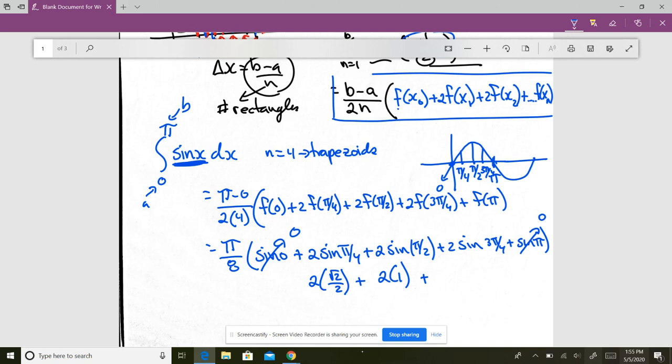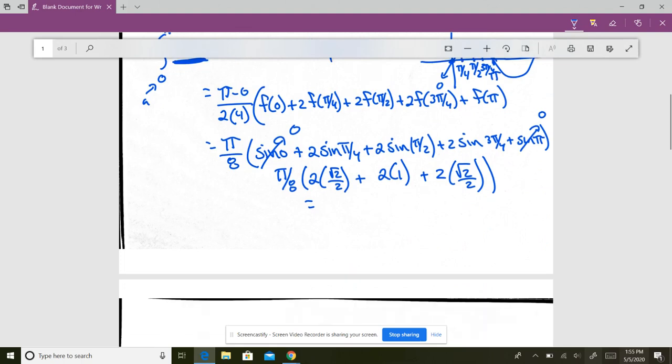plus sine of 3 pi over 4 is the same thing. It's all times pi over 8. Now that cancels, that cancels, that cancels, that cancels. So I get root 2 plus root 2, which is 2 root 2 plus 2. Okay. If you punch that in your calculator, you should get approximately 1.896. Okay.